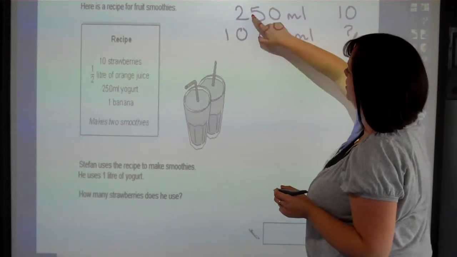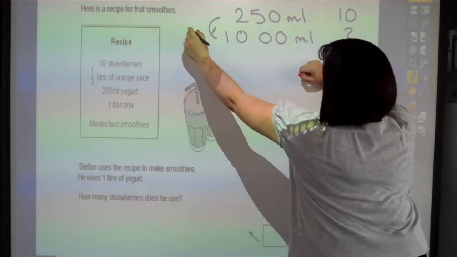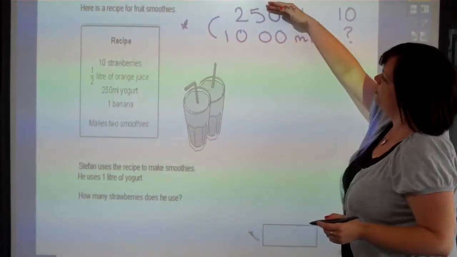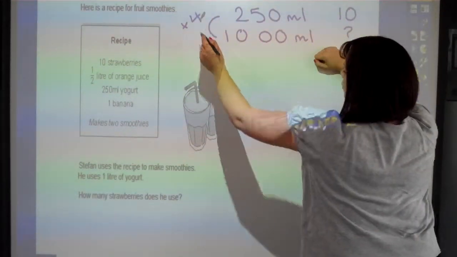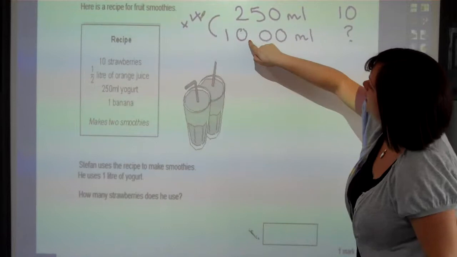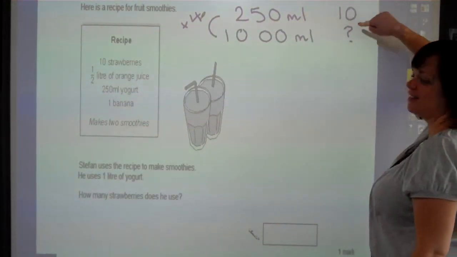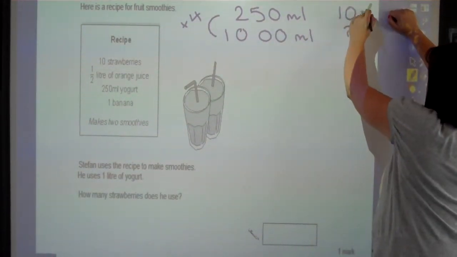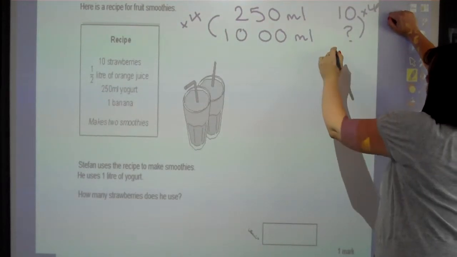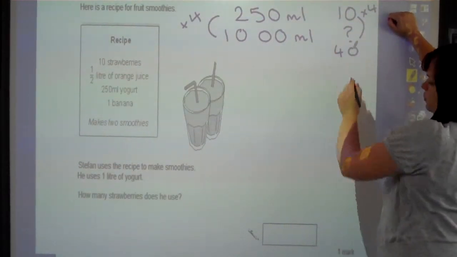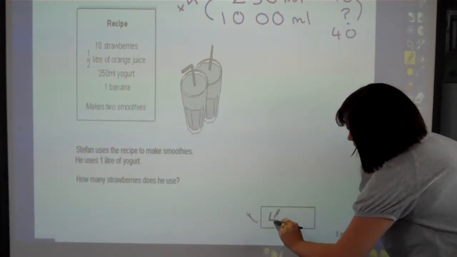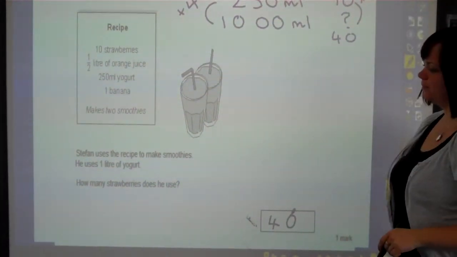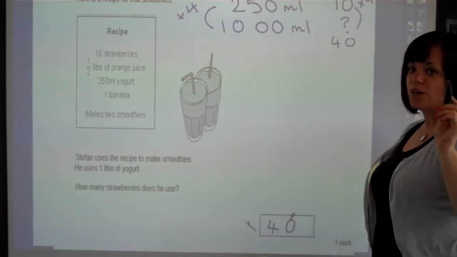So what has he done to get from here to here? What has he times by? Well, 250 times 4 makes 1,000, so he's times by 4. So if he's times by 4 here, what do we have to do here? We have to do exactly the same thing, we times by 4. So 10 times 4 is 40, so he's used 40 strawberries all the way down the bottom. If you can see, where the box is, put 40 in. Okay, that's the first part of the question.